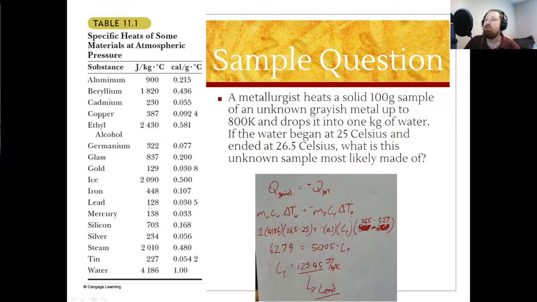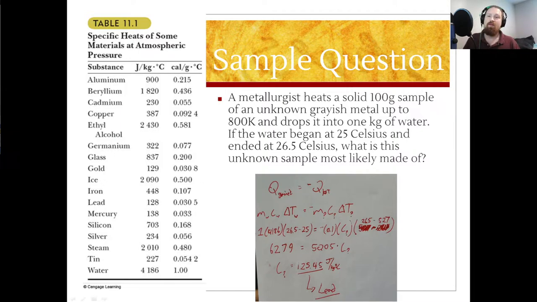The two closest ones are lead and gold, and this is where a little bit of problem solving, critical thinking needs to come into effect. The problem did tell us the metal was grayish. So of these two entries that are closest to our number, only lead is grayish. So that most likely means that this sample was made out of lead, and that means that the water has now been contaminated by lead and needs to be dealt with accordingly.